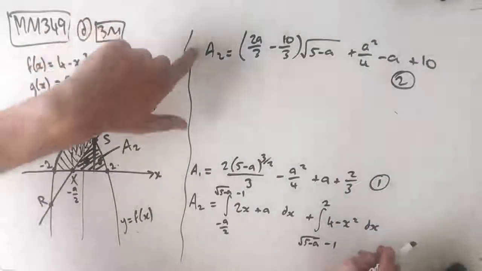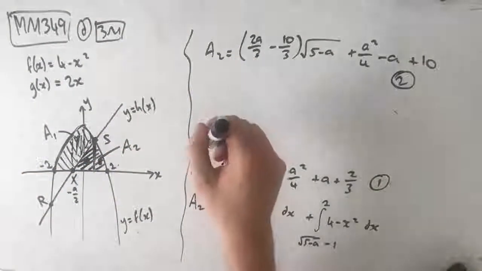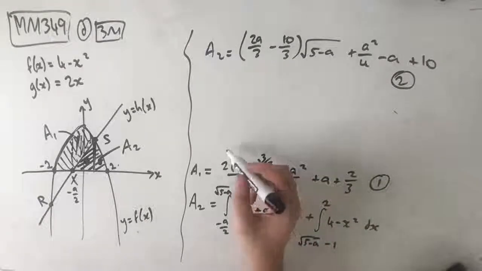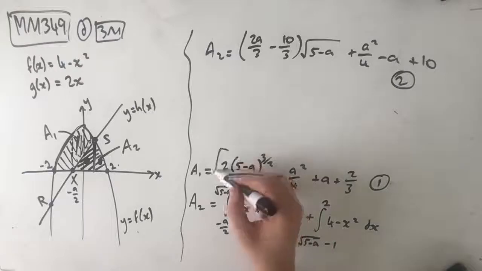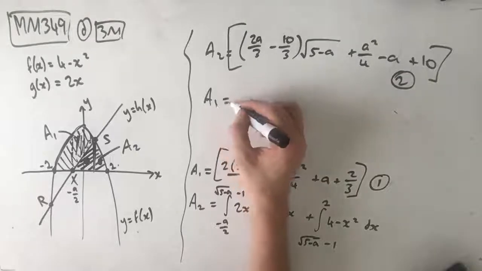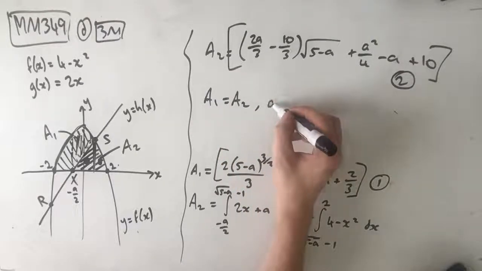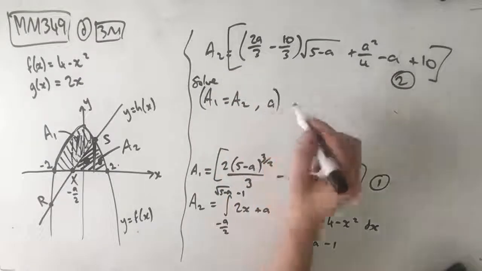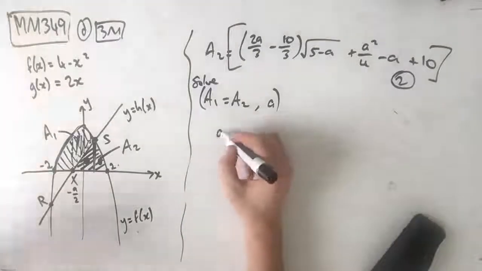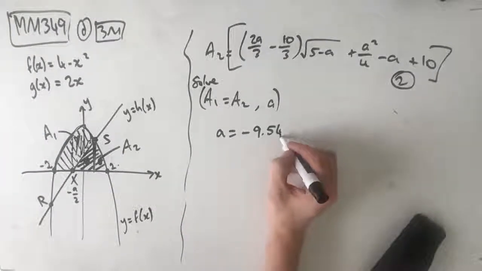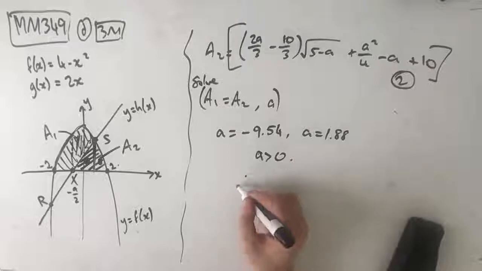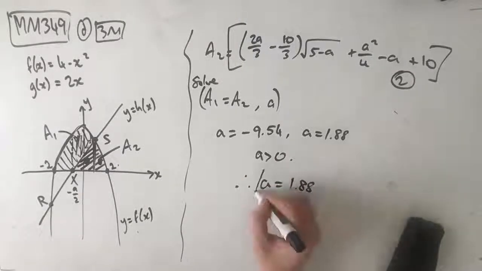So now we've got a1 and a2 in terms of a, and if these two areas must be equal, like if we want to make them equal to each other, we need to equate them, right? And then solve for a. So what we do is we take this formula here, this formula here, and we solve them in CAS. So we say a1 equals a2, and then we solve for a. So solve this for a, and what this spits out is a equals negative 9.54 and a equals 1.88. Now the question tells us that a must be greater than 0, so therefore a is equal to 1.88.